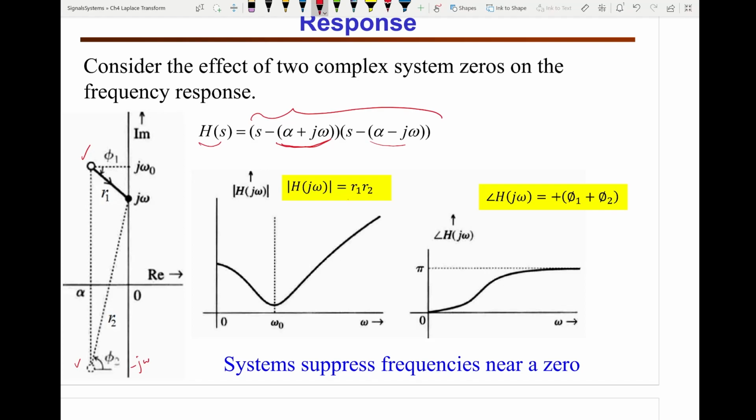So there are no poles. So the denominator will be just 1. So the magnitude response will be just R1 times R2. R1 is the distance from the zero to the point of interest. R2 is the distance from the second zero to the point of interest. Let's take the first scenario when we have a DC, 0 frequency here. Again, R2 will be this one, R1 will be this one, and the system response will be just R1 times R2. Now, as the frequency increases from 0, let's say to that frequency.